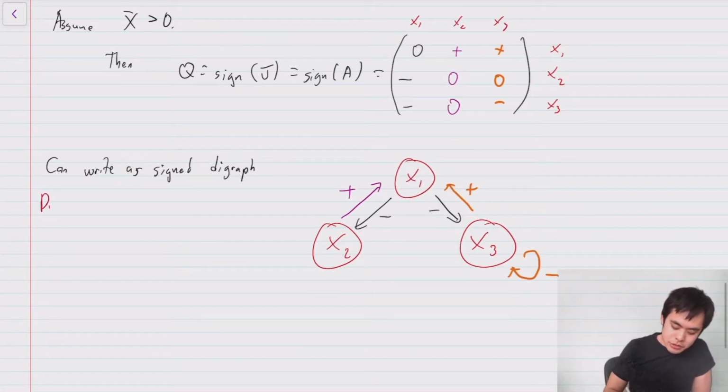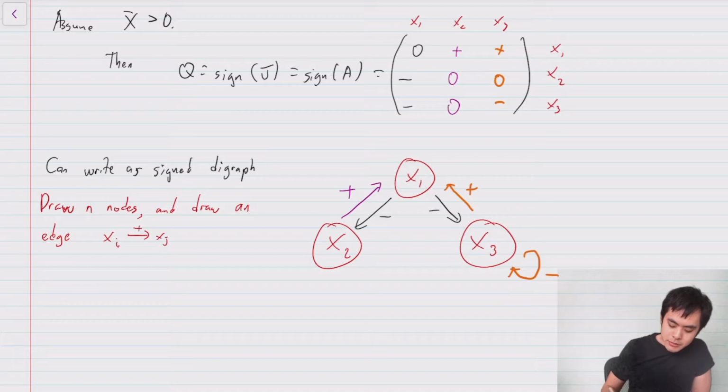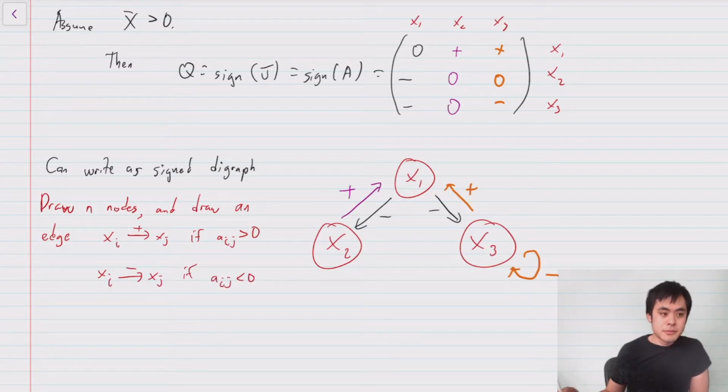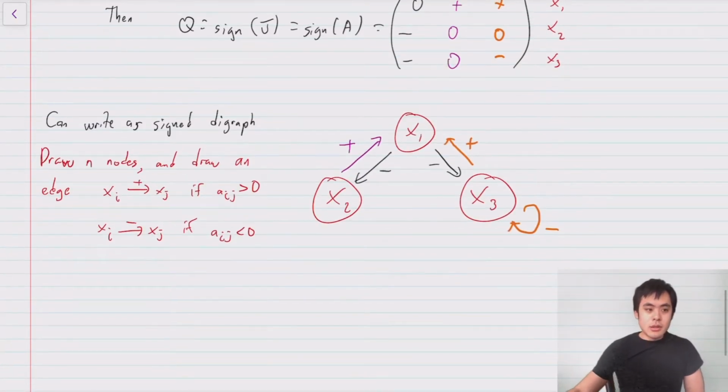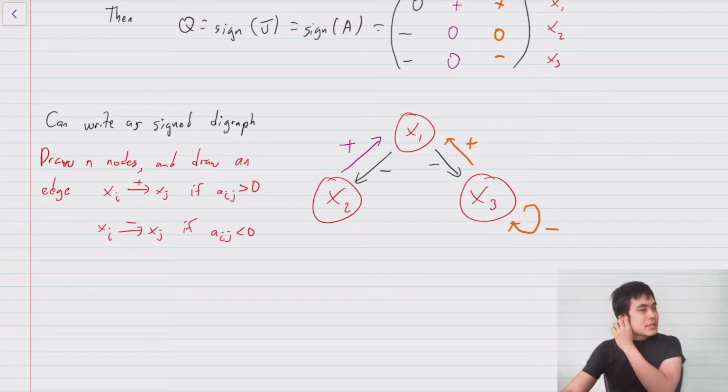So the idea here is just to draw n nodes and draw an edge xi to xj positive if aij is greater than 0, and xi to xj negative if aij is less than 0.